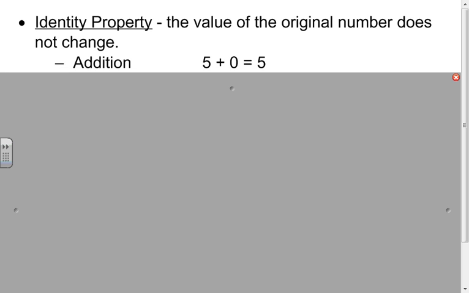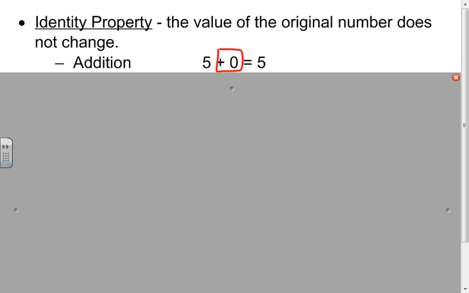If I start with a 5, what do I have to do with a 5 so it doesn't change? The only thing I can do with a 5 so it doesn't change and stays the same value is add 0. So another way of thinking about the identity property of addition is just add 0.